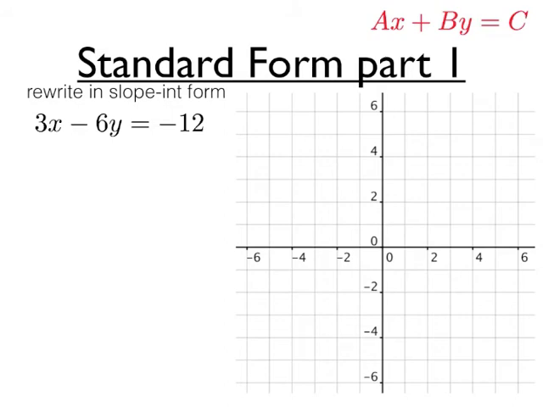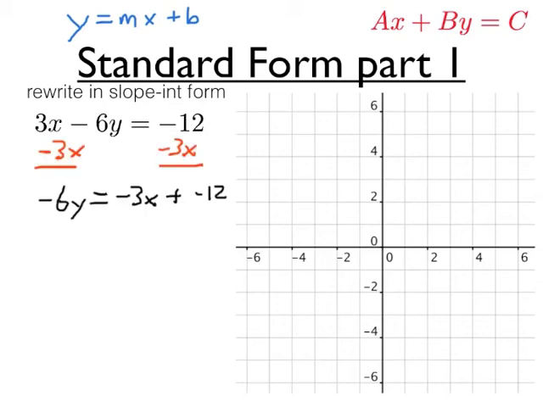There are two ways to graph standard form equations. Here we have an equation 3x minus 6y is equal to negative 12. And right now it follows ax plus by equals c. So the first method is to rewrite this into slope-intercept form. So using algebra, we'll want to get it into form y equals mx plus b. So the first step will be to subtract 3x from both sides. Next, we'll divide both sides of the equation by negative 6y. Or rather, by negative 6.